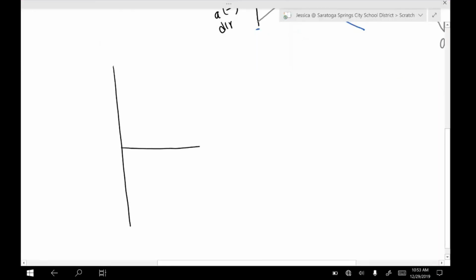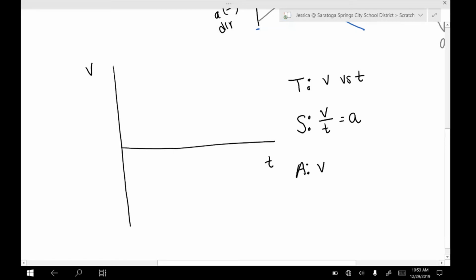area. Remember, whenever you see a graph, you want to TSA it: title, slope, area. Title is always y versus x, so v versus t. Slope is always y over x, which is why the slope is acceleration, because it's velocity over time. And area is always y times x, so velocity times time.